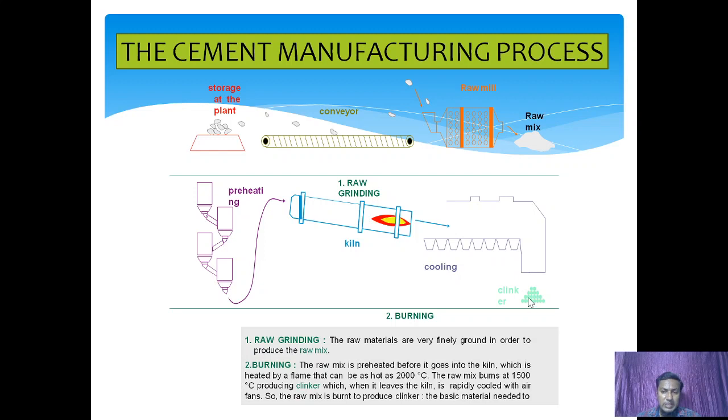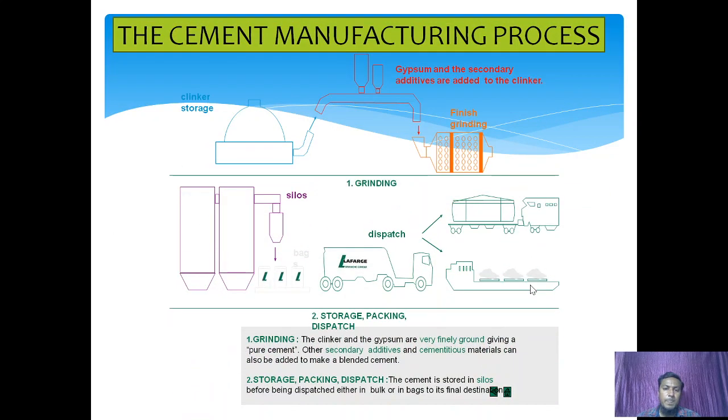As you are seeing, that is the clinker. The raw mix should be cooled rapidly in the cooler, and at the end you will see here the clinker. After that, the clinker may be stored in a clinker storage. The clinker and the gypsum are finally ground, giving a pure cement.